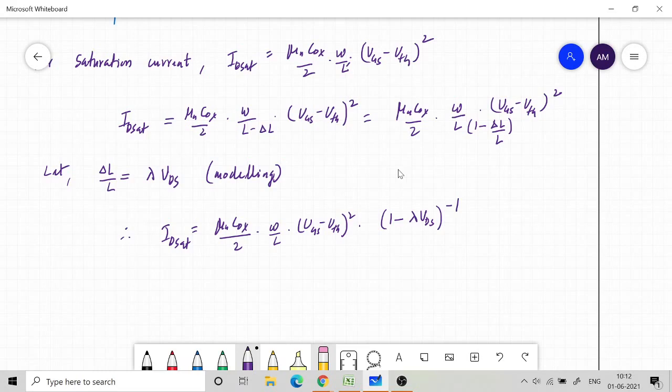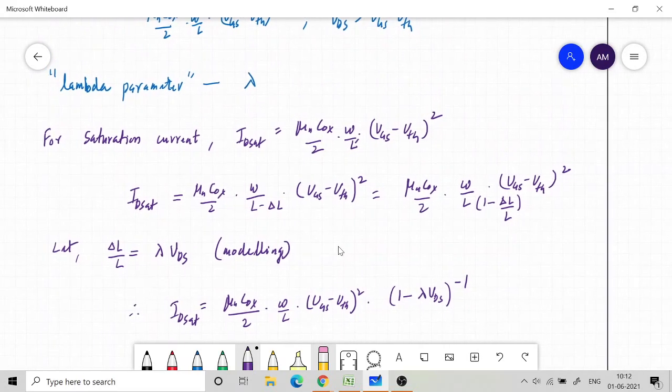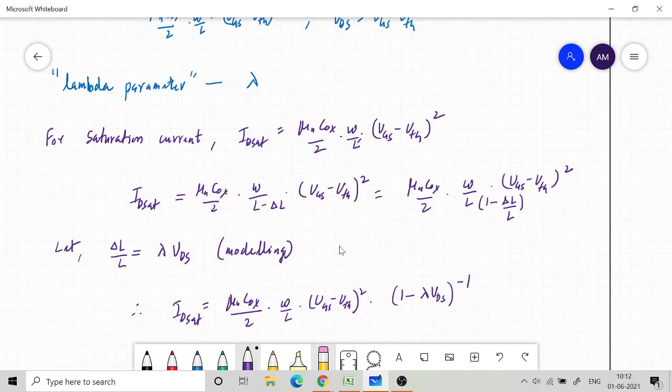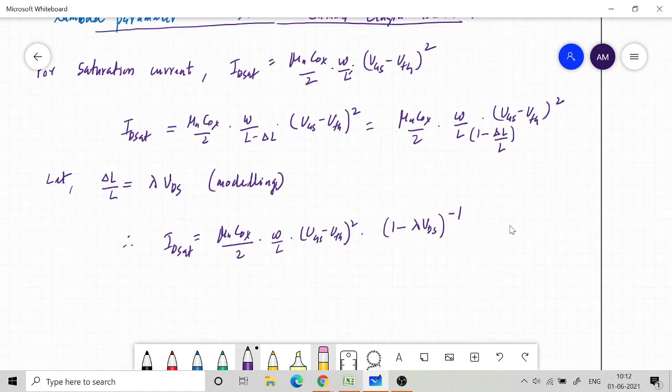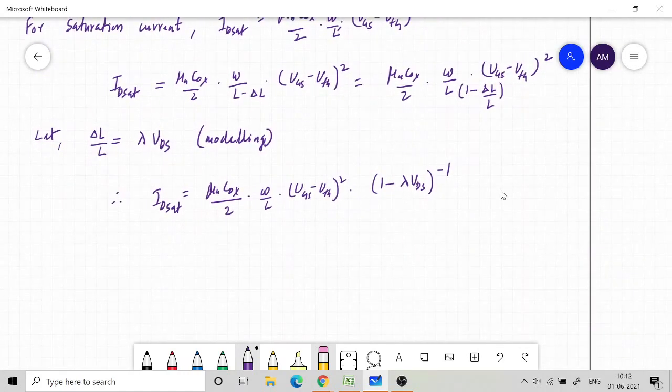Okay, so let me write, this lambda effect can also correspond to what is called channel length modulation. It is one of the effects which is more prominent, especially for small length devices. So the lambda parameter corresponds to the effect of channel length modulation. We are modeling channel length modulation using a parameter called lambda.